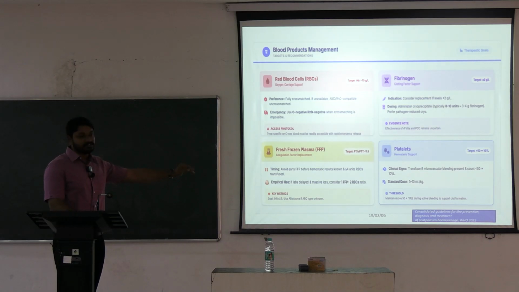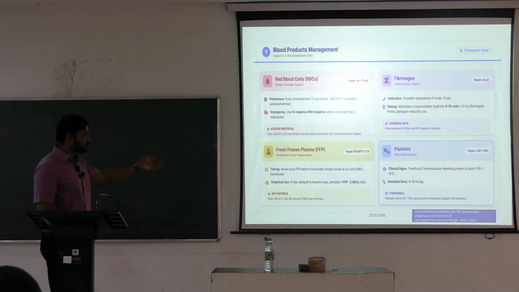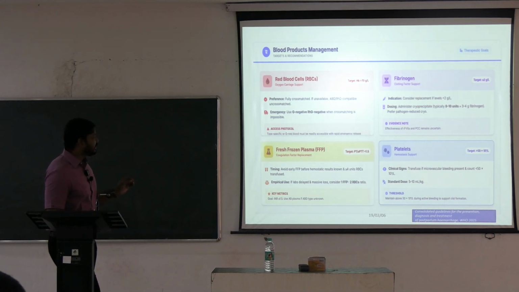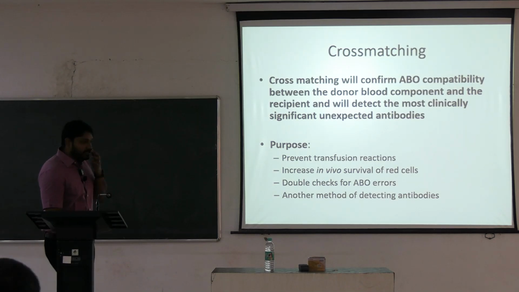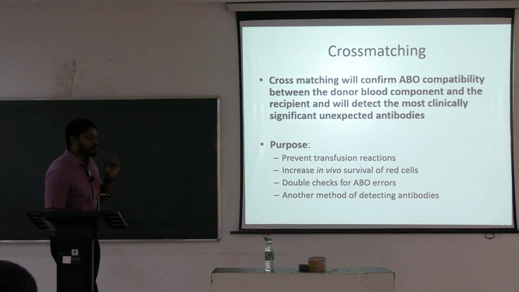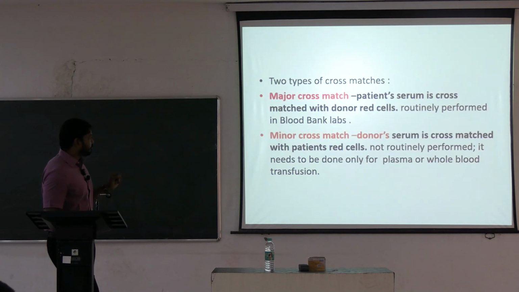Then platelets: they should be transfused if the platelet count is less than 10,000. Cross matching is very important because before transfusing any blood products, you cross match to prevent antigen antibody reaction. There are two types of cross matching, major and minor. In major cross matching, you take the patient's serum and match it with the donor's red cells, and in minor cross matching it is vice versa. You use the patient's red cells and the donor's serum.